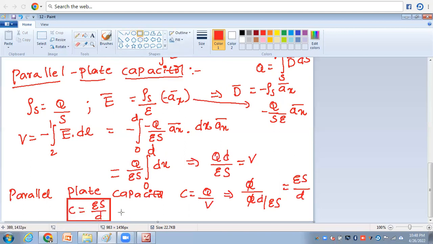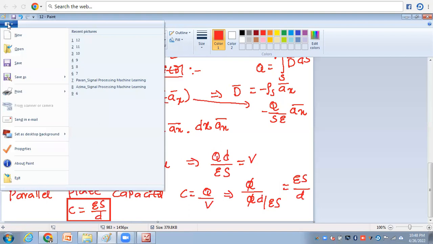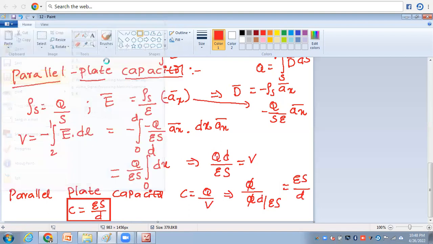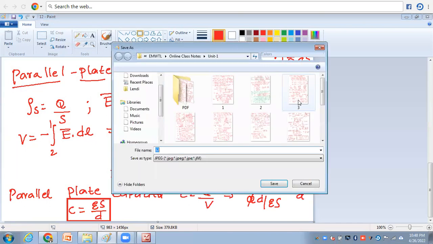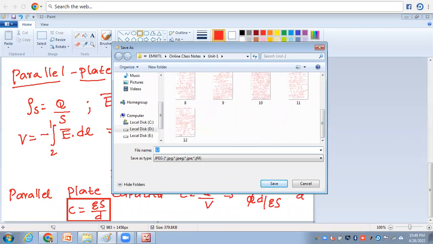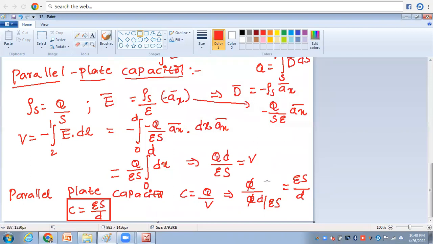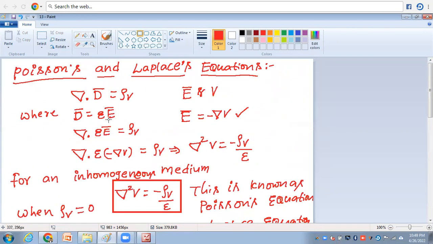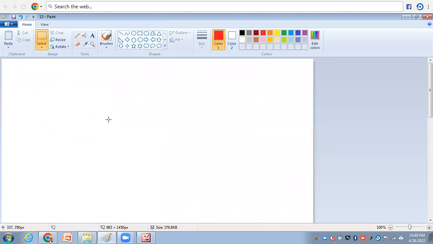Okay, now this is about the parallel plate capacitance. Next, I will discuss coaxial capacitance and spherical capacitance. Then I will take a new slide, the 13th one. Already in my description I will provide the entire data, so just go through it. Now I will go with the coaxial capacitance.